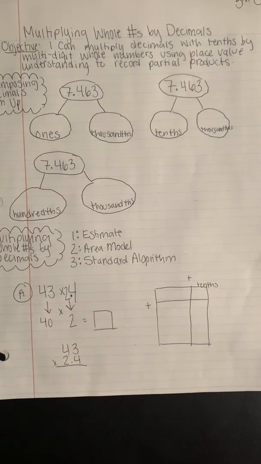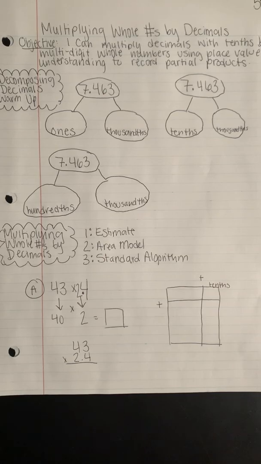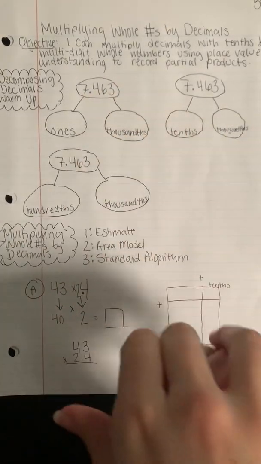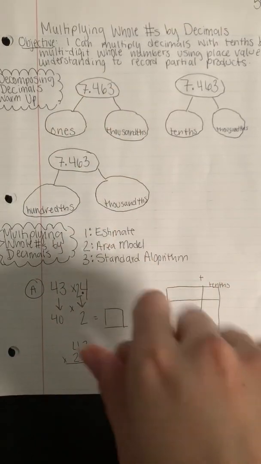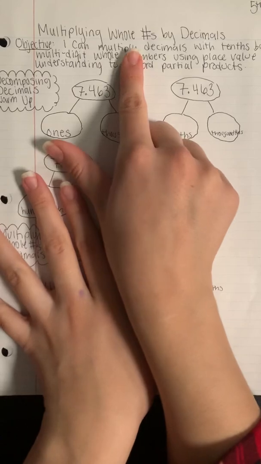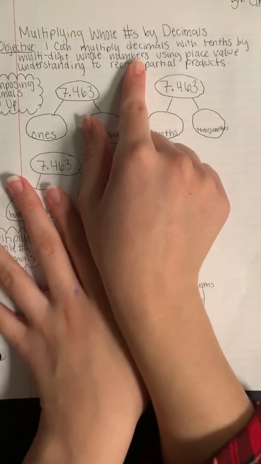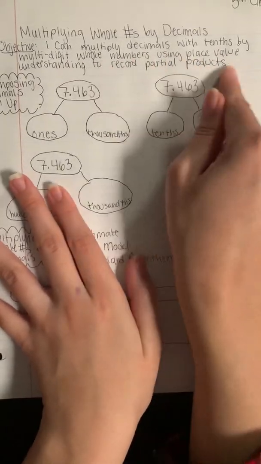Hey, fifth grade. Our screencast today is on multiplying whole numbers by decimals. We're going to start off with just decimals that go through the tenths place, so just one digit after the decimal. Our objective is: I can multiply decimals with tenths by multi-digit whole numbers using place value understanding, and we might use some partial products.